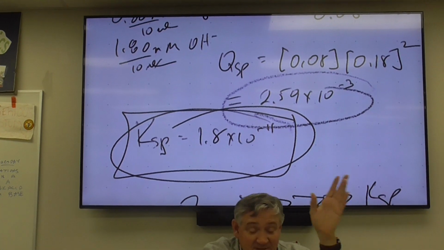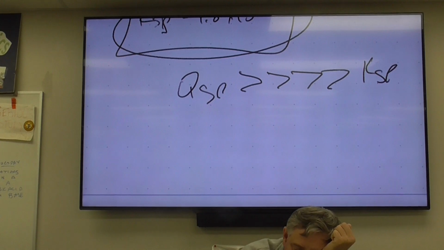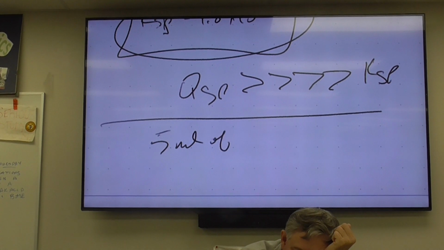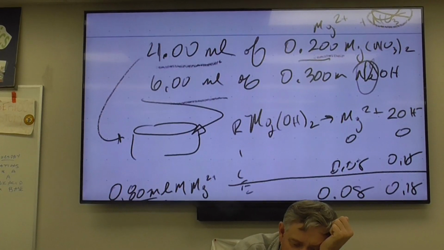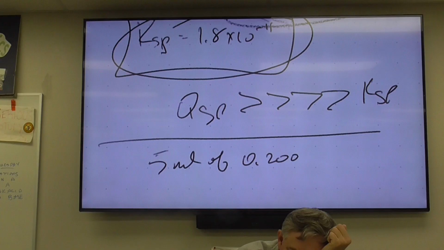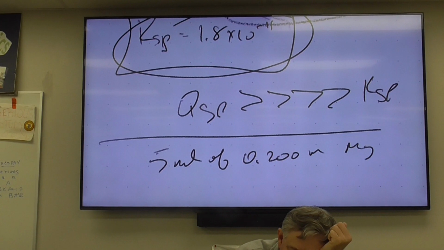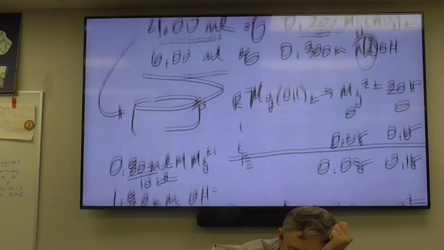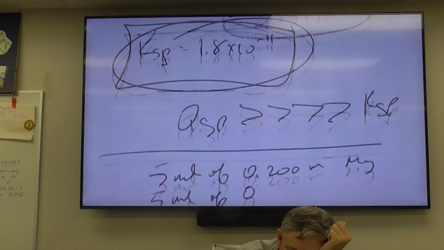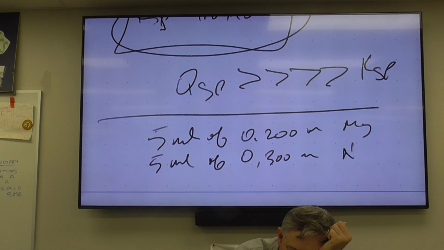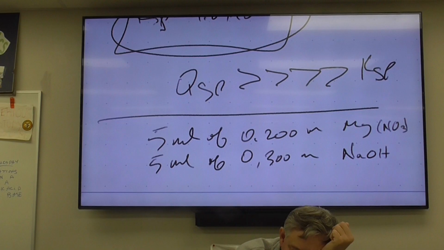Okay. Better. Now, that was the complicated one. Now let's deal with the simpler one. So let's say that I had 5 milliliters of a 0.2 molar solution of my magnesium, and I'm going to mix that with 5 milliliters of a 0.3 molar solution of sodium hydroxide. Okay? Now, this is why this is simpler.